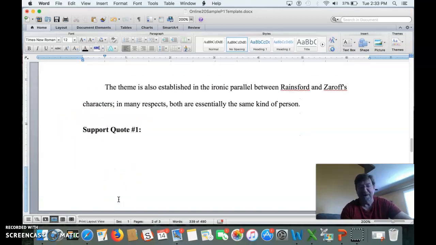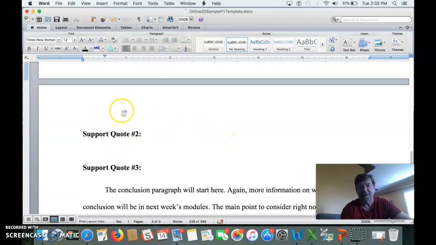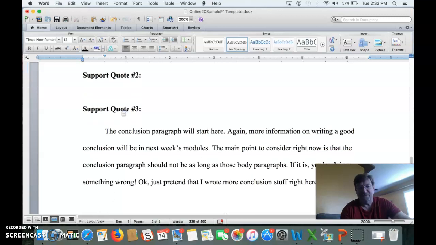And then here's the next paragraph. The theme is also established in the ironic parallel between blah, blah, blah. I think you get the point at this stage. I've got a point here about ironic parallels. I found 3 quotes that show the parallels between Rainsford and Zaroff, and those 3 quotes are all going to be hamburgered here, which will lead to a fairly long paragraph.